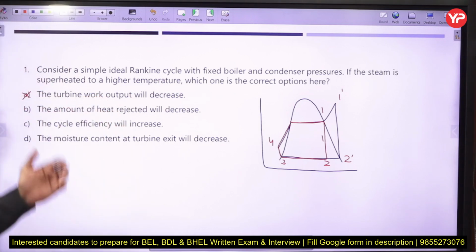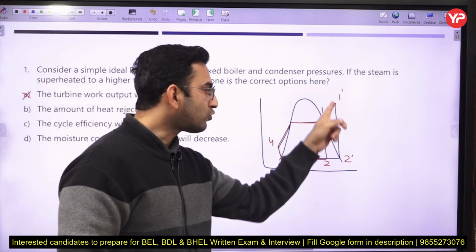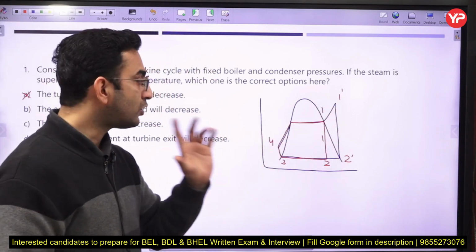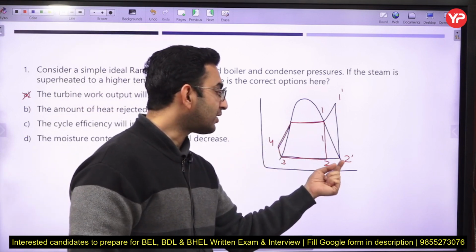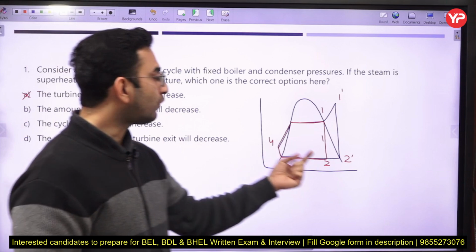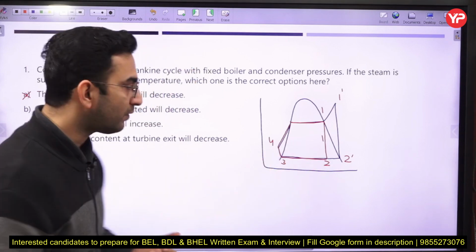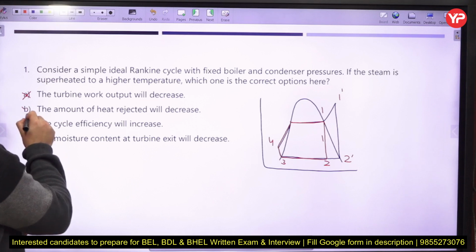The second option is that the amount of heat rejected will decrease. Whenever you do superheating, the corresponding heat rejection is represented by 2 dash to 3, whereas initially it is from 2 to 3. So the heat rejection in the condenser is also increased. That means option B is also incorrect.